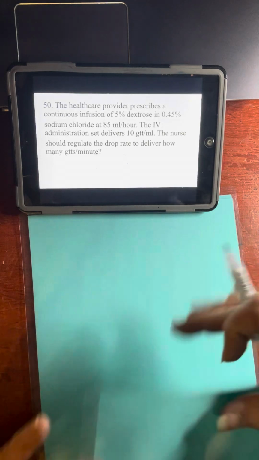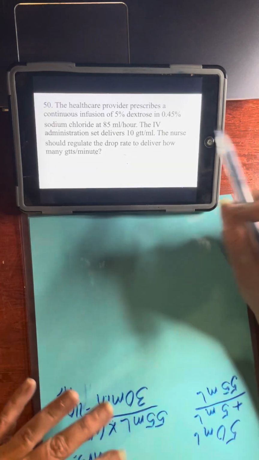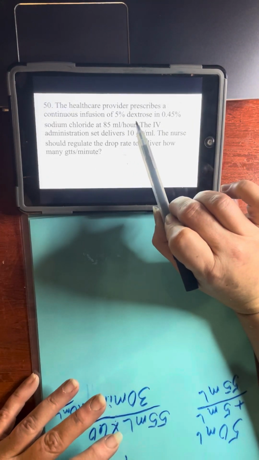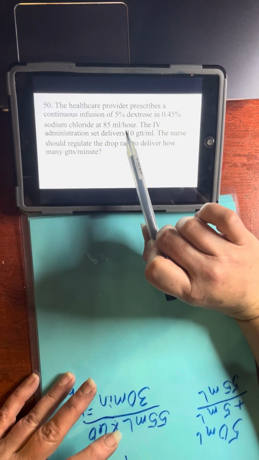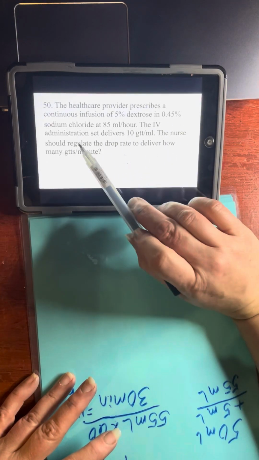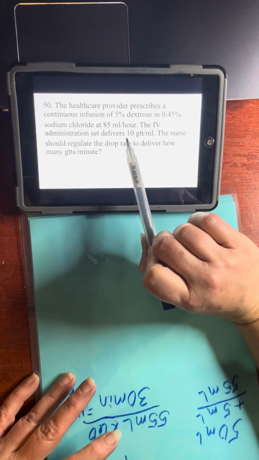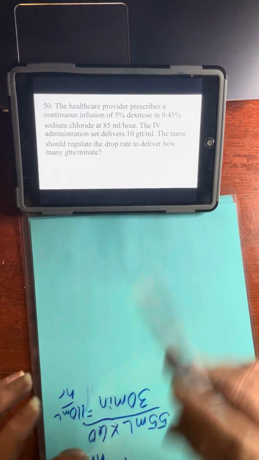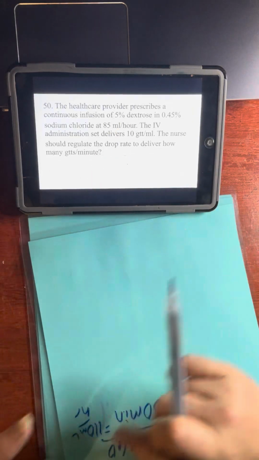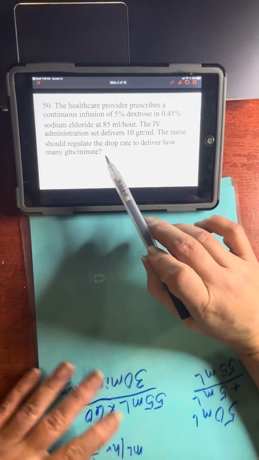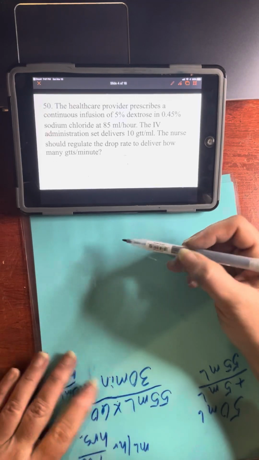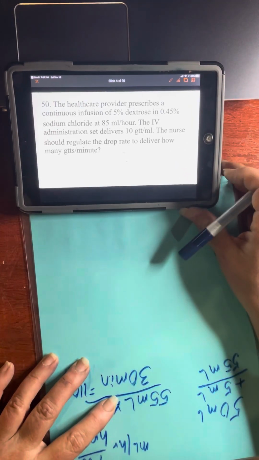All right, look at this one. The healthcare provider prescribes a continuous infusion of 5% dextrose and half normal saline at 85 milliliters an hour. The IV administration set delivers 10 drops per milliliter. The nurse should regulate the drop rate to deliver how many drops a minute.